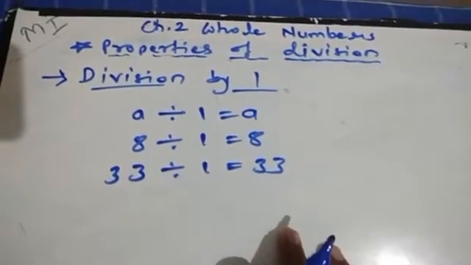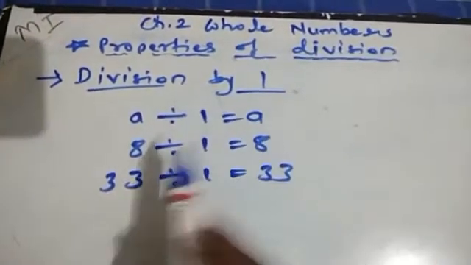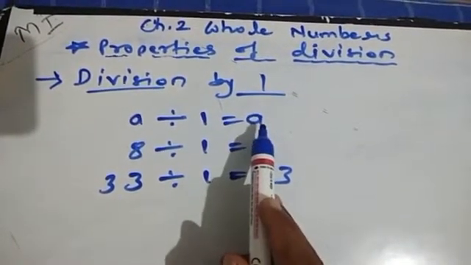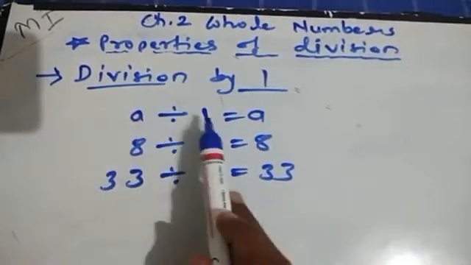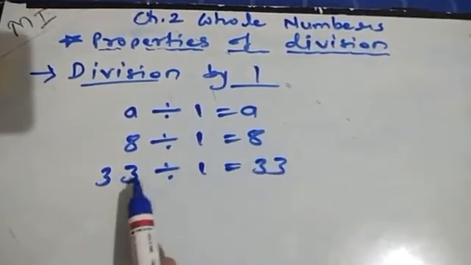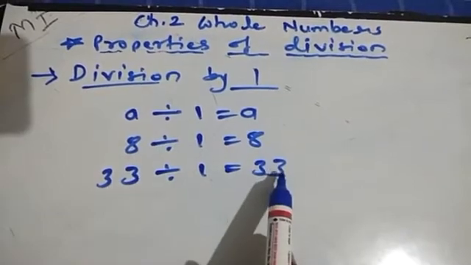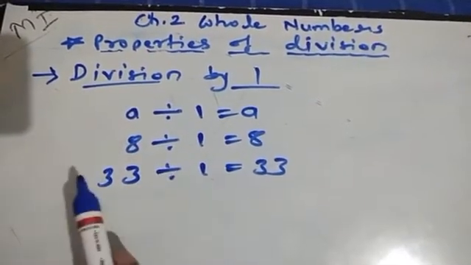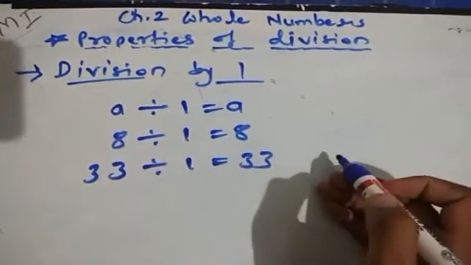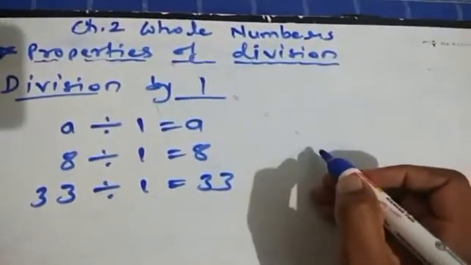Now let's study the next part, that is division by 1. When we divide any whole number by 1, we get the number itself as the answer. For example, see, a divided by 1 is what? a only. 8 divided by 1 is what? 8 only. 33 divided by 1 is what? 33. It means when we divide any number by 1, what will be the answer? That number itself only.